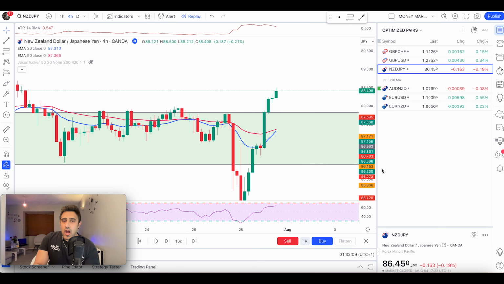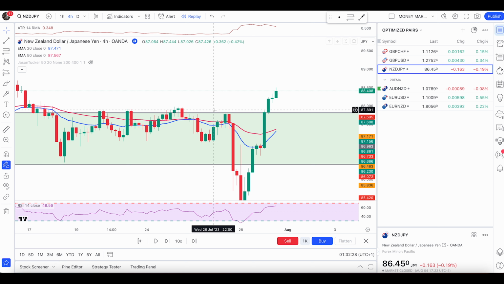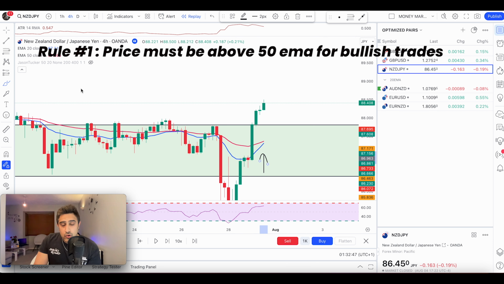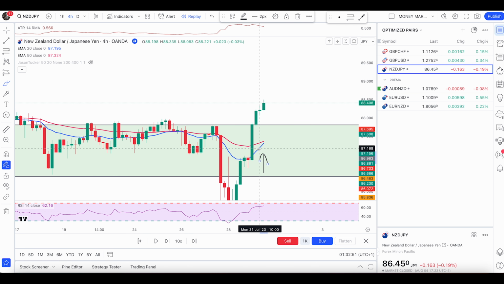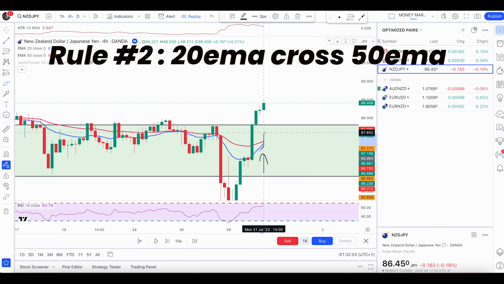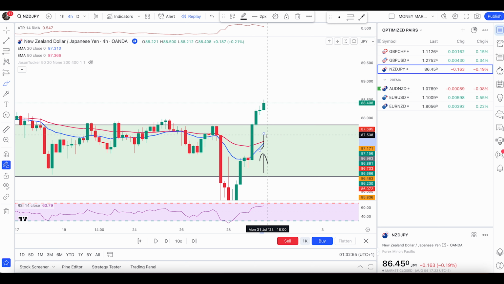Right, so here we are. Now, if you know me, if you follow me, then you know that we must have rules in order to trade any strategy. So rule number one, the price must be above the 50 EMA. Rule number two, the EMAs must cross. In this strategy, I'm using the 20 and 50 EMA. So the 20 EMA must cross the 50 EMA from below. That means the 20 EMA must be below the 50 EMA, and then when we have a cross, we start to look for our entries.